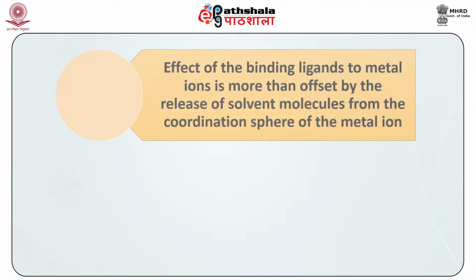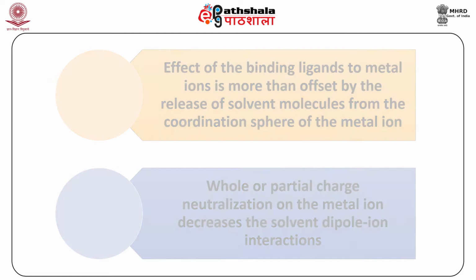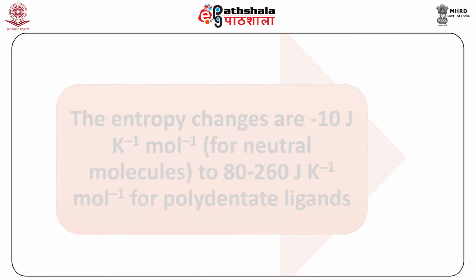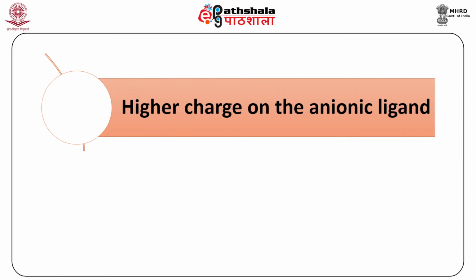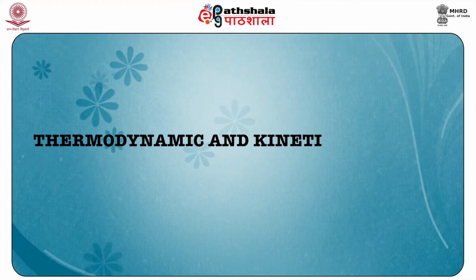Delta S naught is usually positive for the following reasons: the effect of binding ligands to metal ions is more than offset by the release of solvent molecules from the coordination sphere of the metal ion, and whole or partial charge neutralization on the metal ion decreases the solvent dipole-ion interaction. The entropy changes range from minus 10 joules per Kelvin per mole for neutral molecules to 80 to 260 joules per Kelvin per mole for polydentate ligands, the values increasing with higher charge on the anionic ligand and higher number of donor atoms. Thermodynamic and kinetic stability.